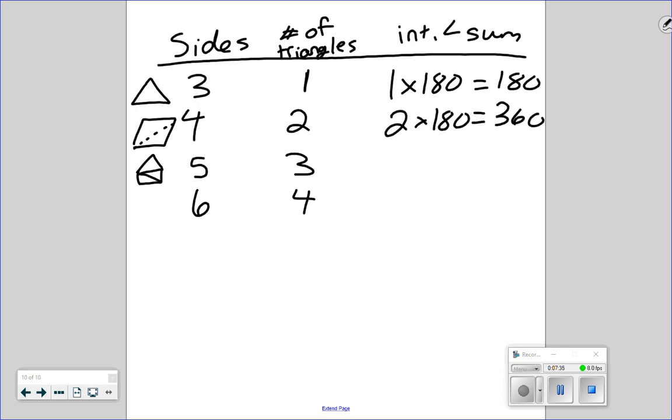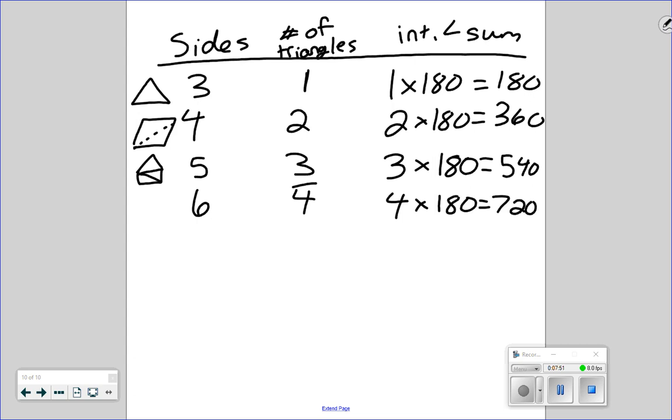So a 5-sided figure has 3 triangles on the inside. So the interior angle sum was 3 times 180. For the hexagon, it was 4 times 180. And we could continue doing this for several shapes, and we don't have to keep drawing them out. I can tell there's a pattern developing here.